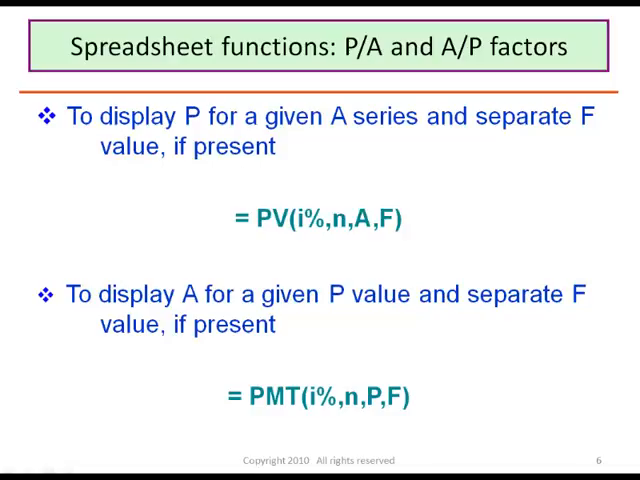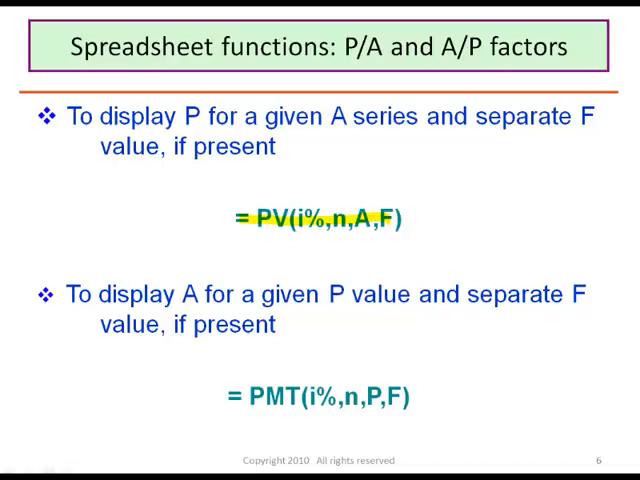The present value, or PV function, displays the equivalent P amount for any combination of I, N, and A. Here, the series A must be known or estimated. I is entered as a percent, for example, 6%. If there happens to be a known future worth amount F also involved, it is entered last. If there is no F, it is simply omitted or entered as 0.